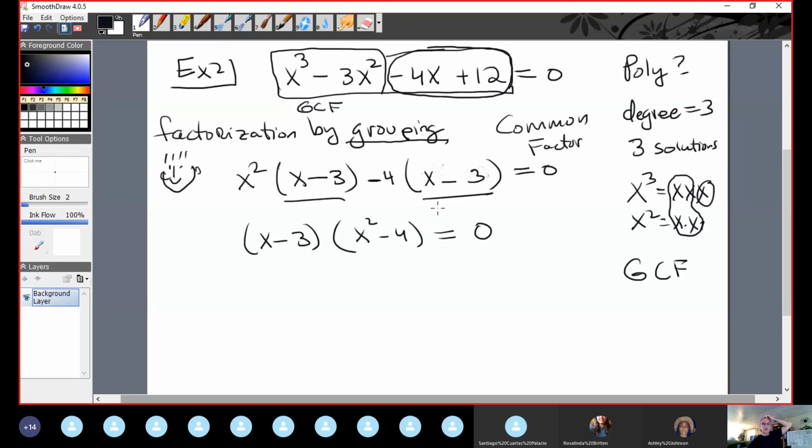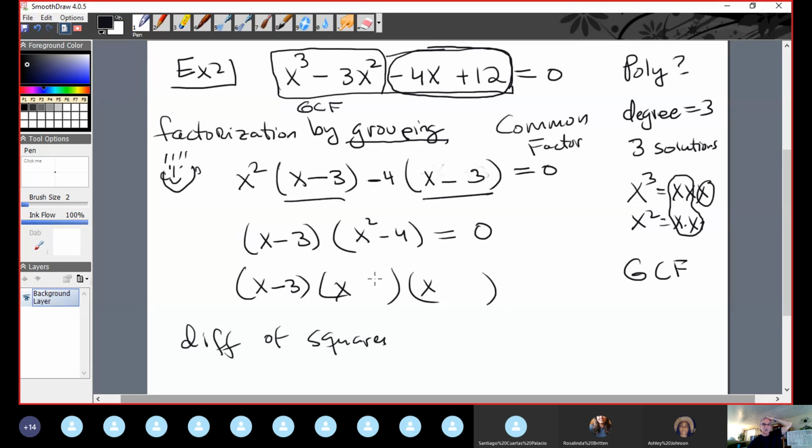Therefore, why not factor out a 1? And here I have a difference of squares. One more time, do the factorization. Difference of the squares. This is x squared minus 4, and the factors are plus and minus 2. Do you recognize this difference of a square? Do you remember or you don't remember?